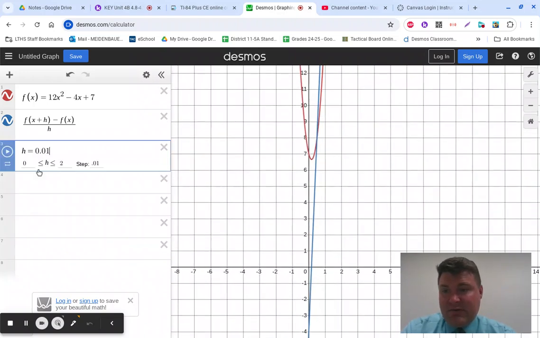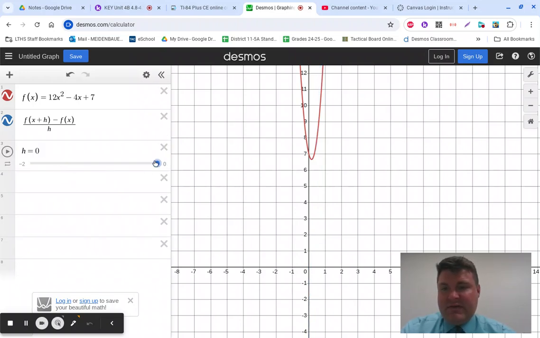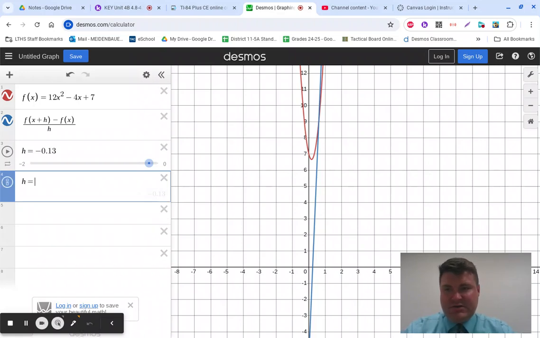Okay, and I can do the same thing when I'm looking from -2 to 0. As we're getting values that are getting closer and closer to 0, you can kind of see how those two would be lining up. Okay, can I make another slider for h?